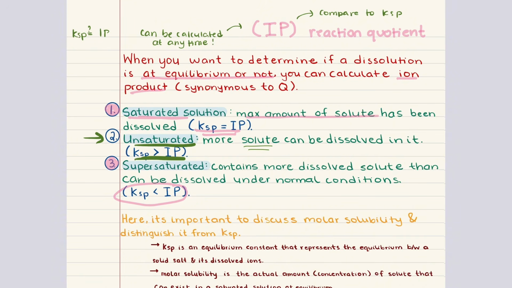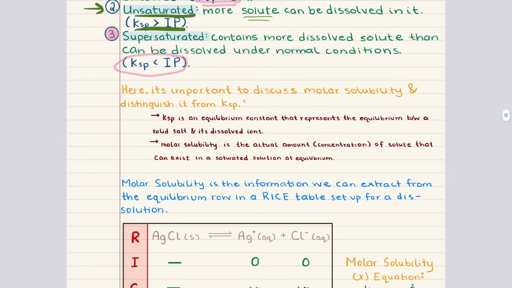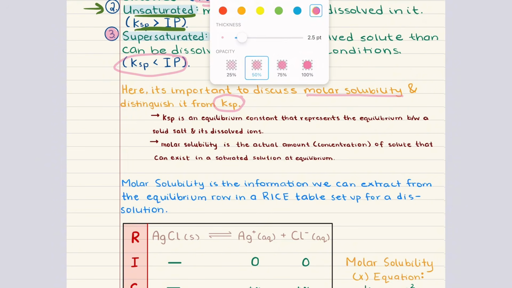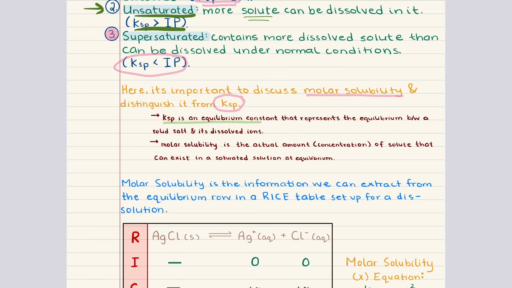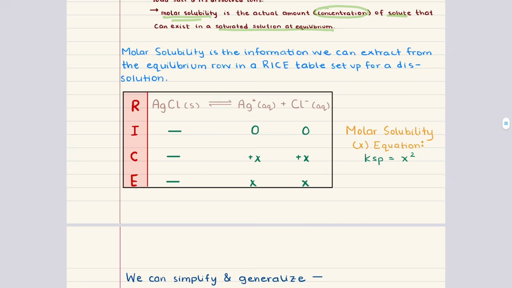given conditions. Now, while KSP is an equilibrium constant, there is another quantity we need to distinguish from it, and that is molar solubility. So KSP represents the equilibrium between the solid salt and its dissolved ions. Molar solubility, on the other hand, is the actual concentration of solute that dissolves to reach equilibrium in a saturated solution. So it tells us how many moles of solute dissolve per liter of solution. To make this distinction more clear, let's look at our example using silver chloride.